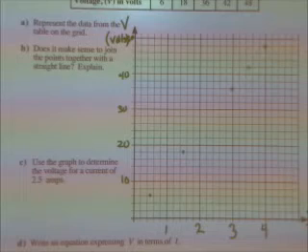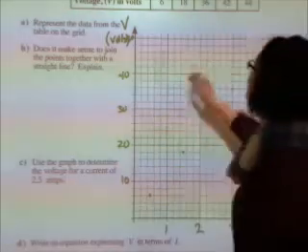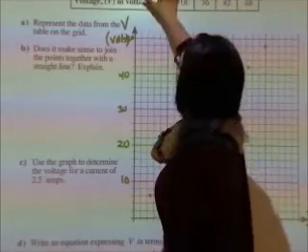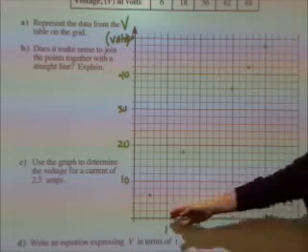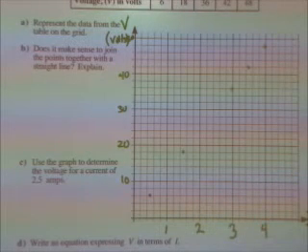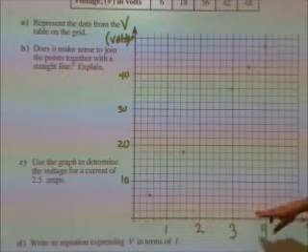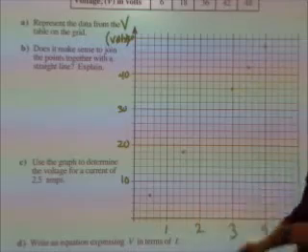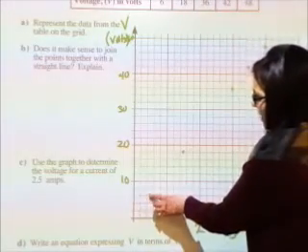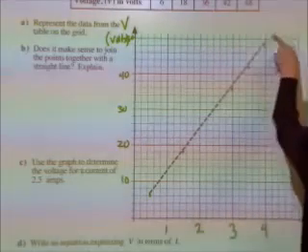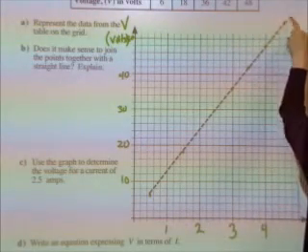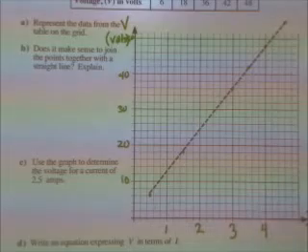Could I join these points together? Yeah. Why? Because you can have partial fractions. Because measuring amps is a continuous measurement, and so is volts. I could have 2 amps. So if I join from this point here, and I use a ruler, it makes a straight line.